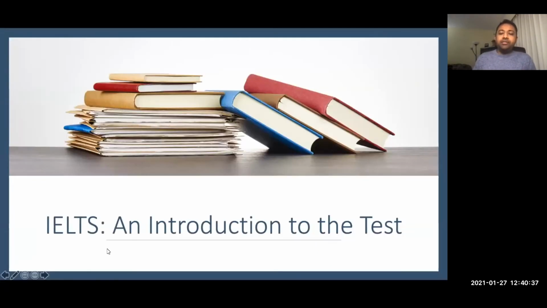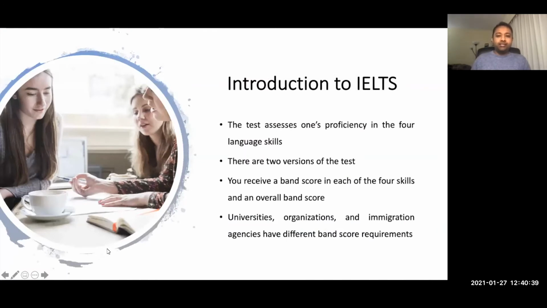All right, let's look at the test itself. Let's try and understand what the test is and what it does. As I mentioned earlier, it assesses a person's proficiency in 4 language skills. And what are the language skills? Those are listening, reading, writing, and speaking. We will talk about them in detail, but there are 2 versions of the test, and that's important as well because we need to choose the right one. And once you write the test, you receive a band score in each of the 4 skills, and then an overall band score as well.